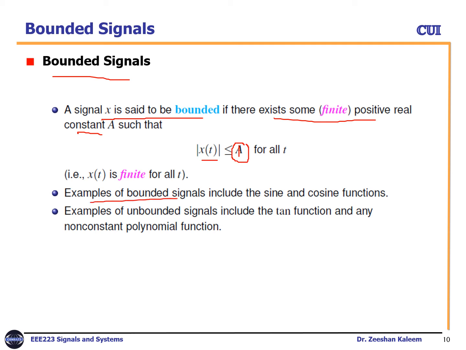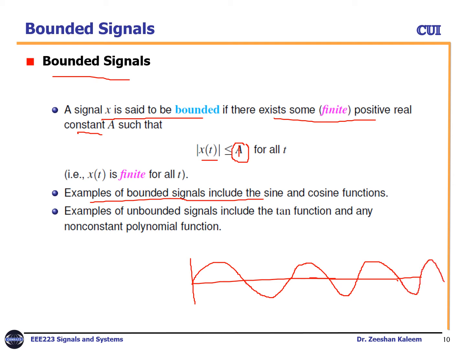Examples of bounded signals include the sine and cosine functions. If you see the example of sine, at any time t, there is no value like infinity. So it is a bounded signal.